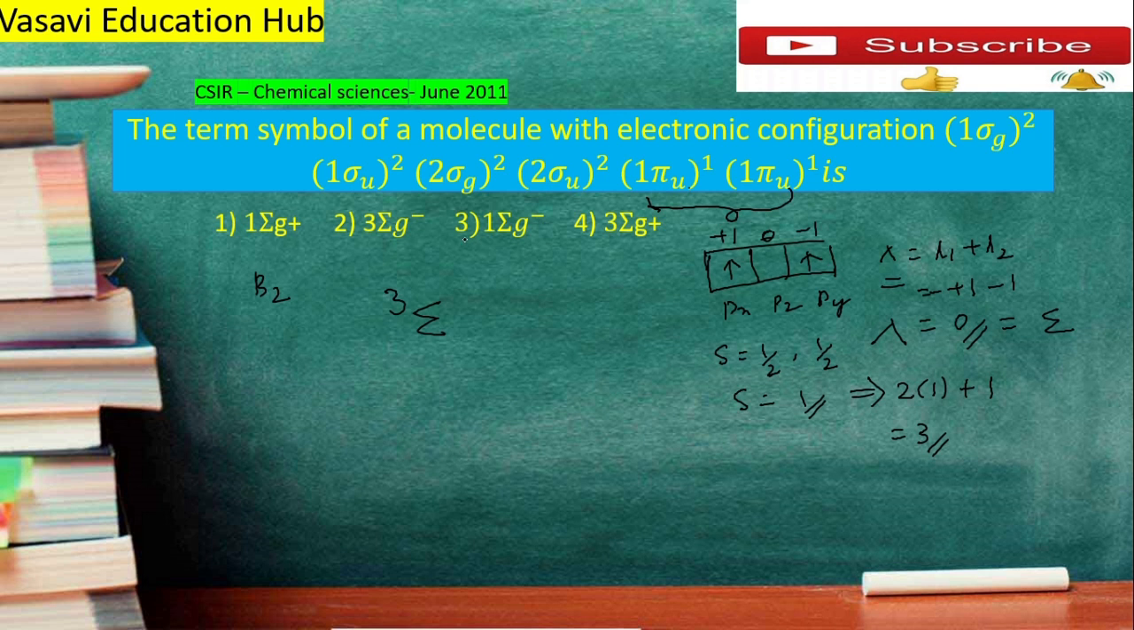Right. So then you can eliminate the options. Option 1 and option 3 have a spin multiplicity of 3, 1. So therefore you can eliminate option 1 and 3. So the correct answer is only between option 2 and 4, that is very very important, right?